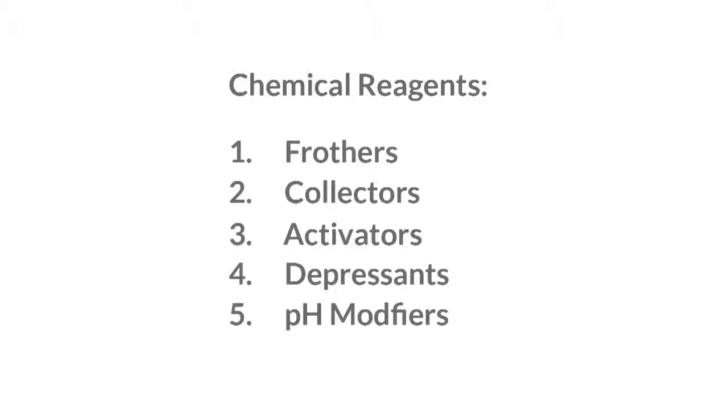A collector makes the surface of a particle hydrophobic. An activator makes a particle surface more responsive to the collector. A depressant makes the surface of unwanted particles less responsive to the collector. We can also add acids or bases as pH modifiers to control the responses of minerals to the collector. Flotation has the capacity to recover different mineral species at different stages in the process. In this way, we can beneficiate complex mixtures of ores to produce a range of different mineral products.